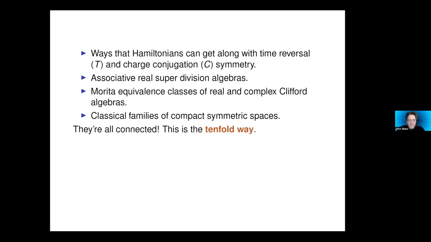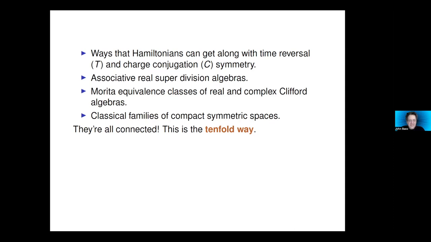Morita equivalence classes of real and complex Clifford algebras. You may have heard of Clifford algebras, and you may know that real Clifford algebras have this period eight phenomenon, so that there are really only eight truly different kinds. And then after that, they sort of repeat and get bigger and bigger in a predictable way. And there are two complex Clifford algebras, two Morita equivalence classes of them. So 8 + 2 = 10. And believe it or not, that's connected to these other tens.